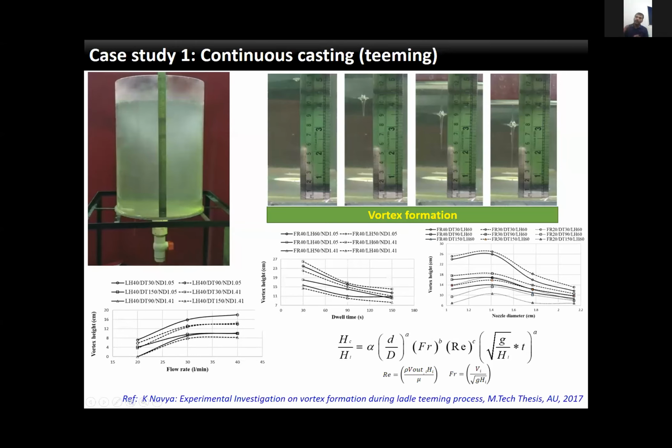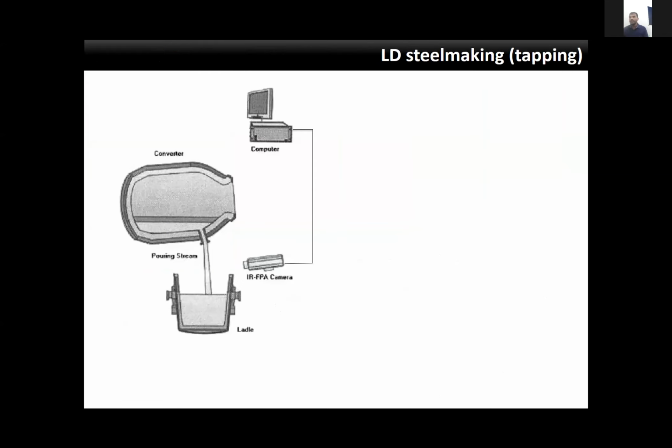Now I would like to bring your attention to note that if you increase the diameter, the vortex height decreases, and if you increase the dwell time, the vortex height decreases, and if you increase the flow rate, it increases. I request all of you to remember this trend, because we will see how things change for tapping. This was teaming. Now I am going to talk about tapping.